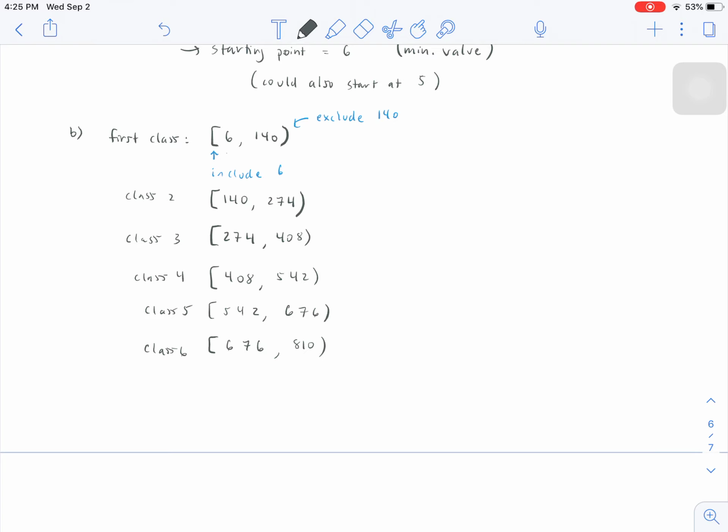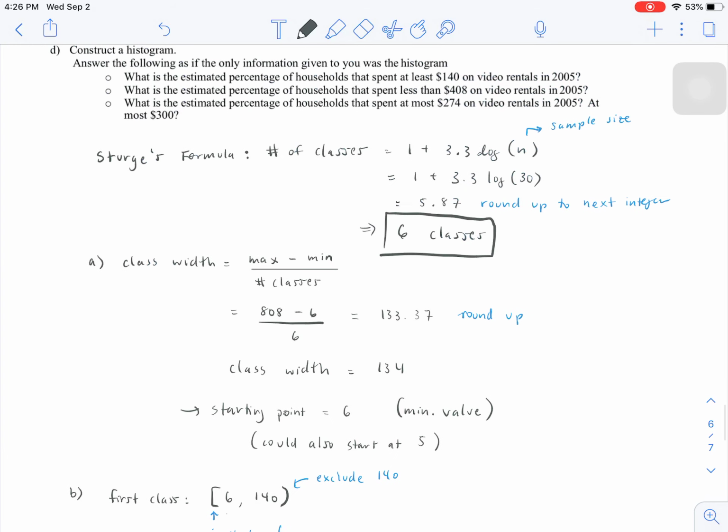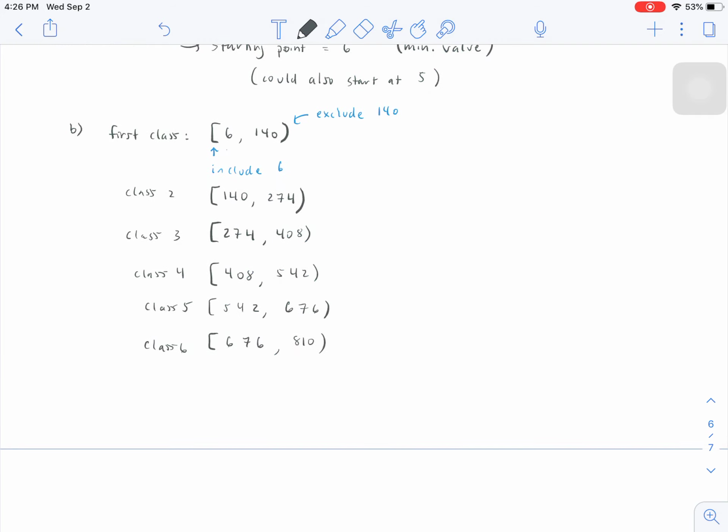And you'll notice that these 6 classes cover our minimum value and cover our maximum value, which was 808. And so if you use Sturges' rule and you use this formula for the class width, you will always create good intervals that will cover your entire data set.